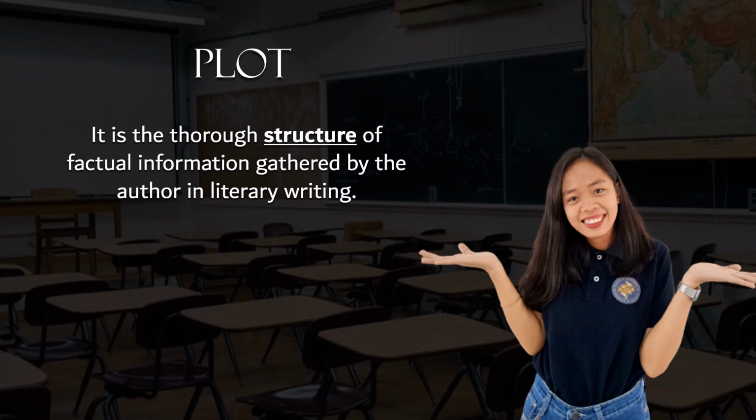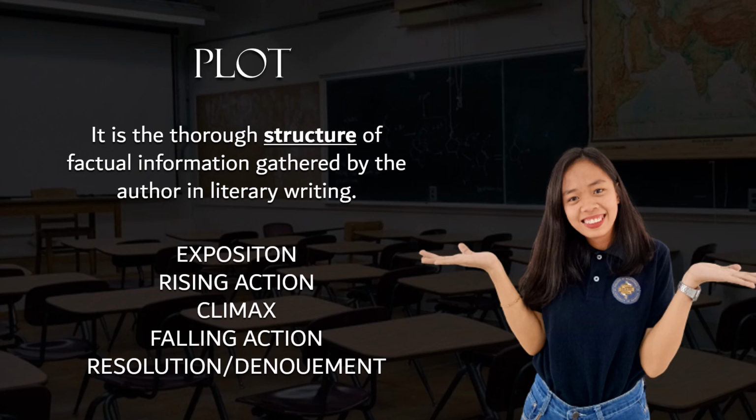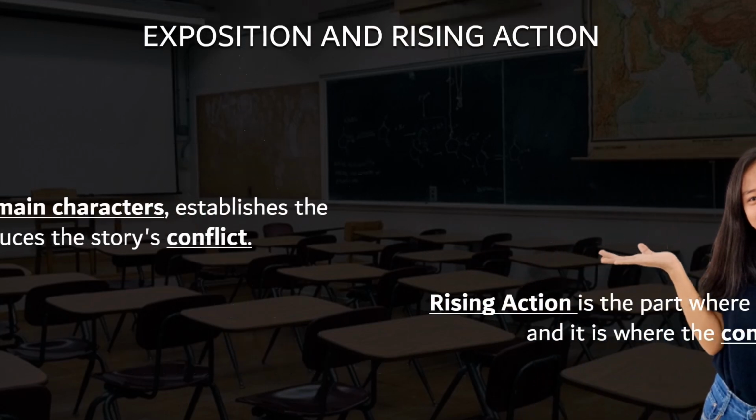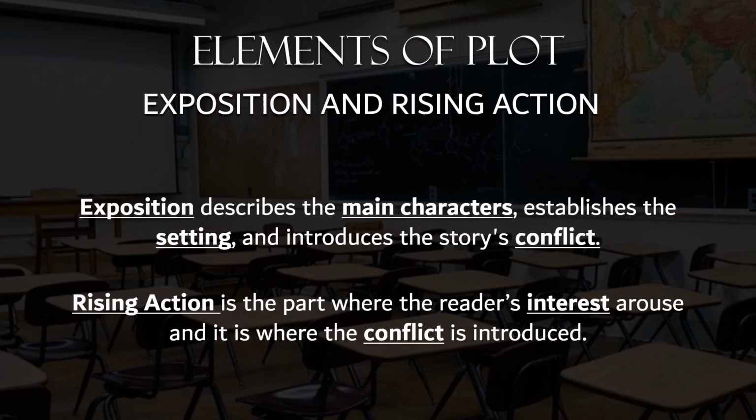Plot is the thorough structure of factual information gathered by the author in literary writing. And we have 5 elements of plot: the exposition, rising action, climax, falling action, and resolution or denouement. Exposition describes the main characters, establishes the setting, and introduces the story's conflict.